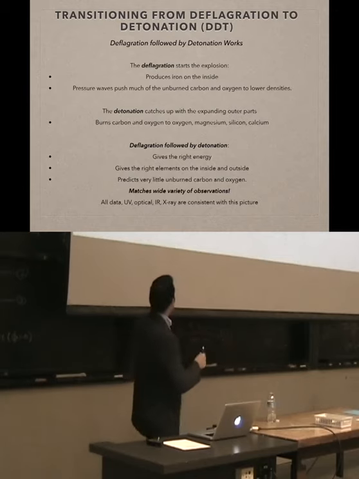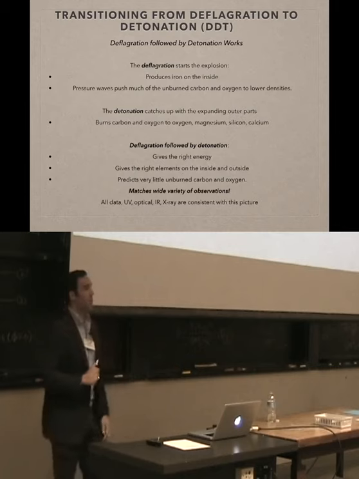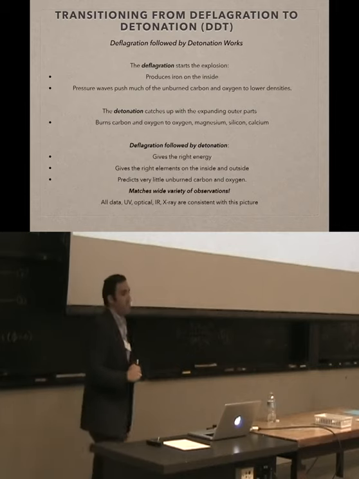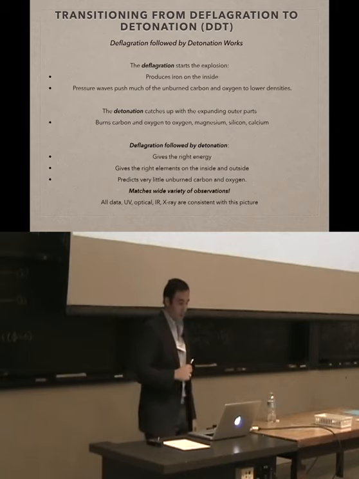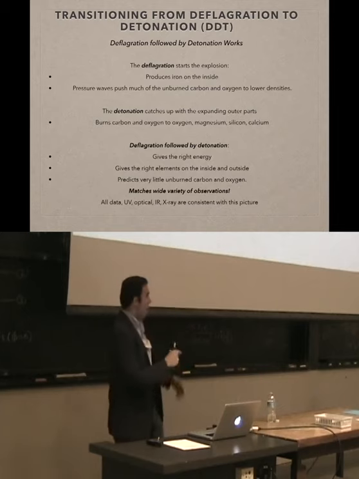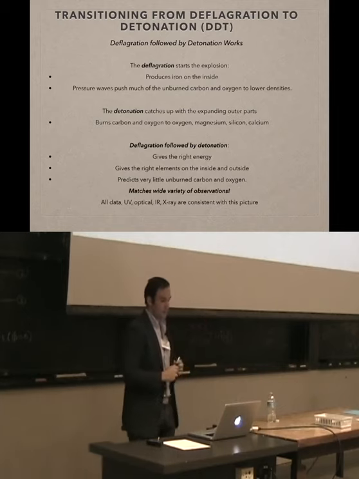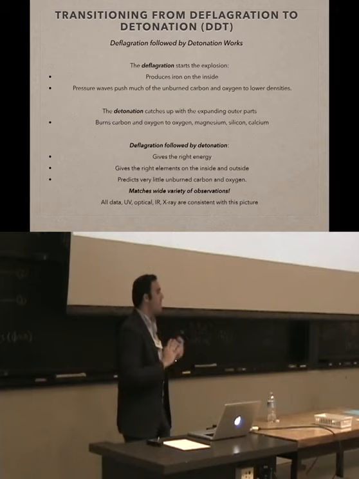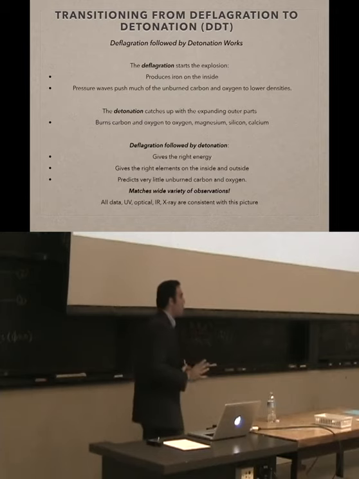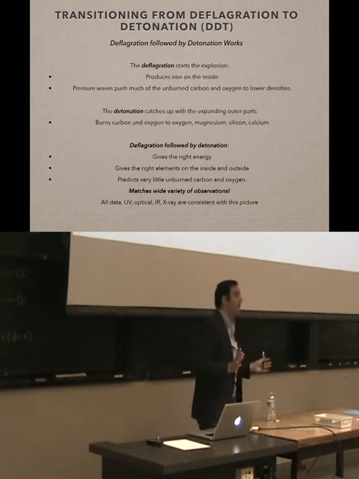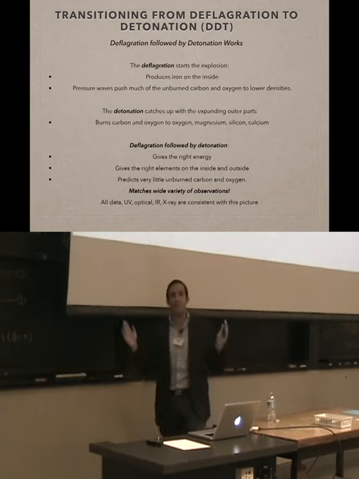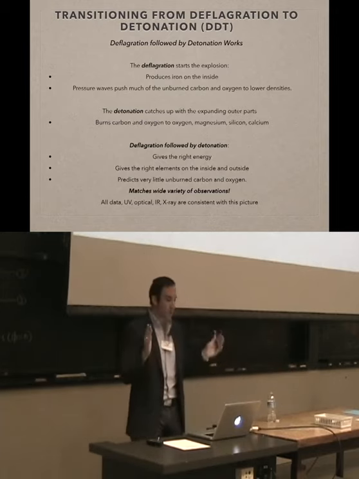And it turns out it gives the right energy that you observe from type 1a supernova, if you consider this process. Again, it gives the right distribution of the elements, as I showed you in the cartoon image before. And it matches very, very closely a wide variety of observations, which is, after all, what we theoretical astrophysicists are about. It's matching what we see through our telescope.